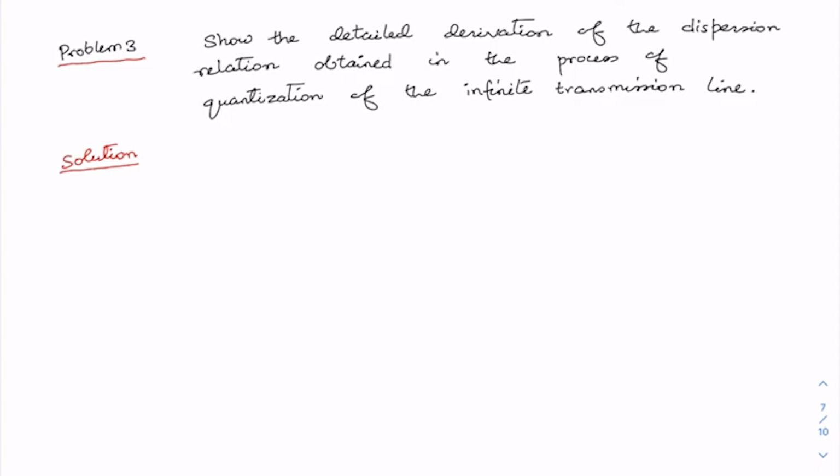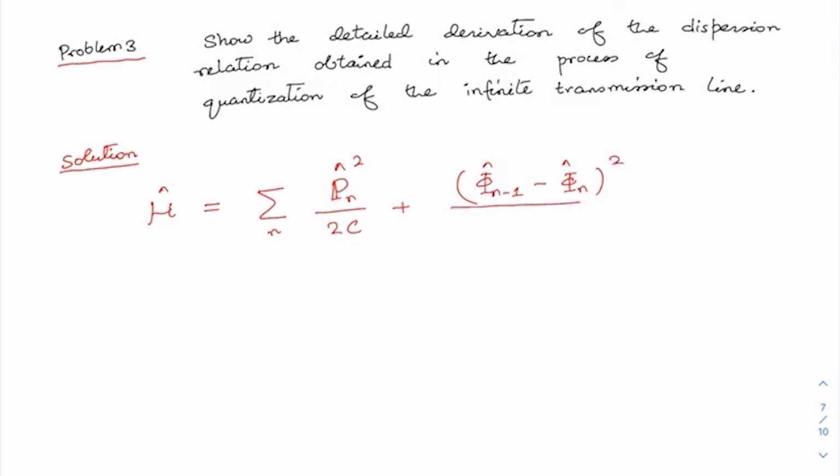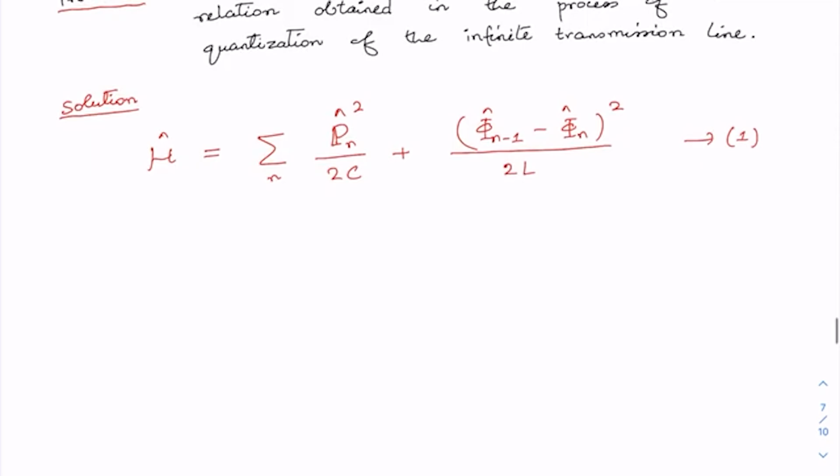The transmission line Hamiltonian, we wrote in this form: summation over n of pn square by 2C plus (phi n minus 1, phi n) whole square divided by 2L. Phi is the magnetic flux, L is the total inductance of the transmission line, and C is the total capacitance of the transmission line.